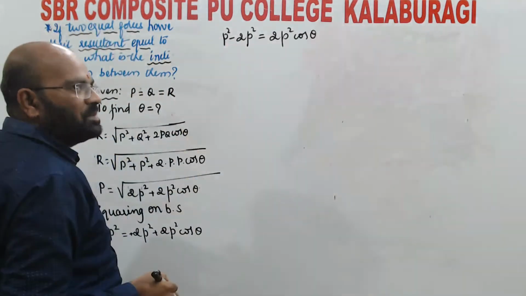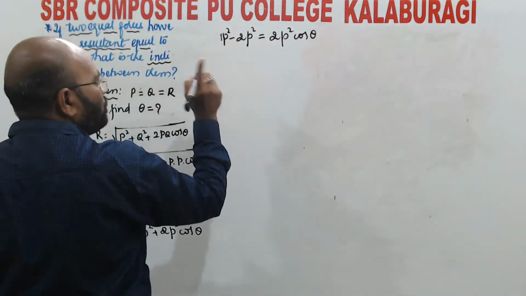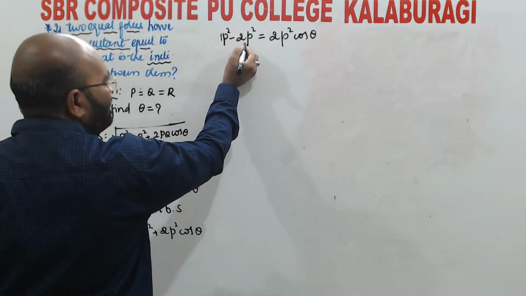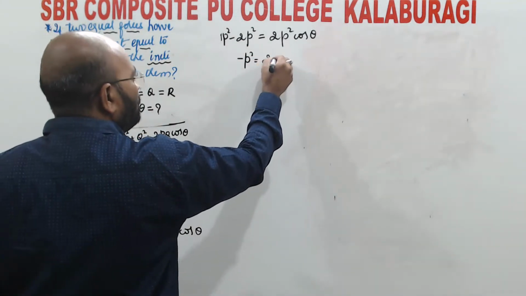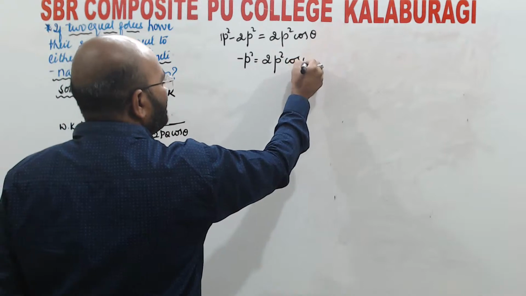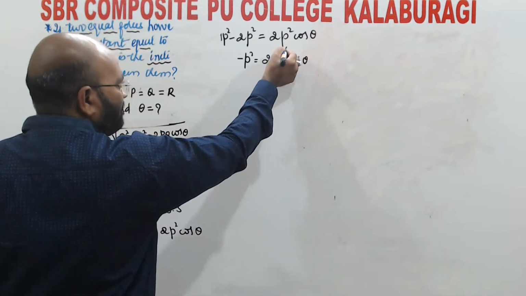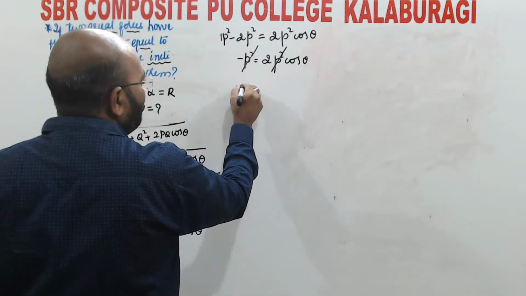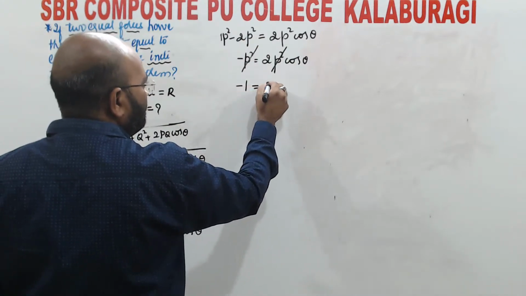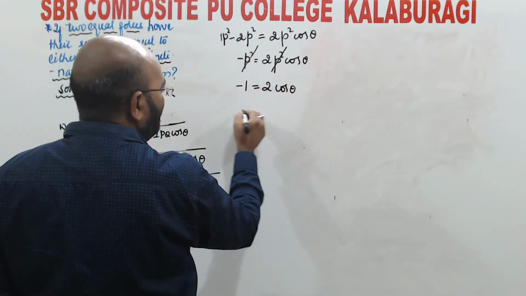P square minus 2P square. Here nothing is there, how much? 1. 1P square and minus 2P square is how much? Minus P square is equals to 2P square cos of theta. Then this P square from the RHS and P square from the LHS will be cancelled. Here we have 1. Minus 1 is equals to 2 cos theta.